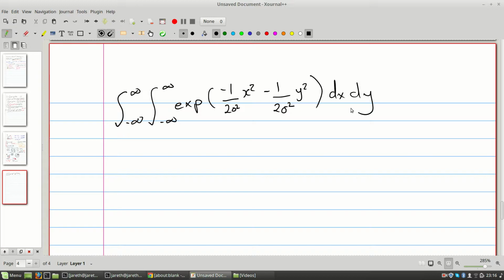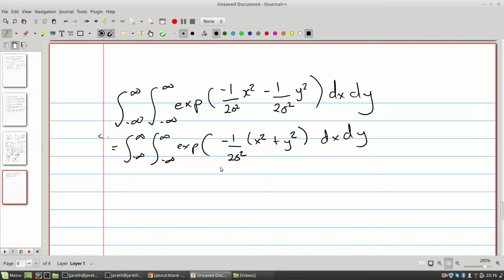Okay, actually we can rewrite this in another way. We can actually express this as, I'm going to just try to quickly write this. So we got exponential of minus 1 over 2 sigma squared times x squared plus y squared, right? We can write it in this format if we want to, essentially, then dx dy.